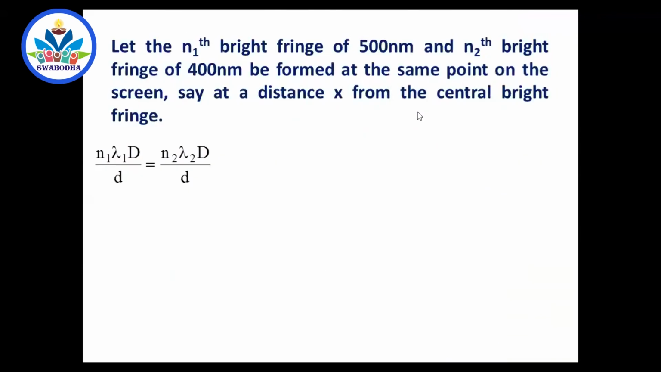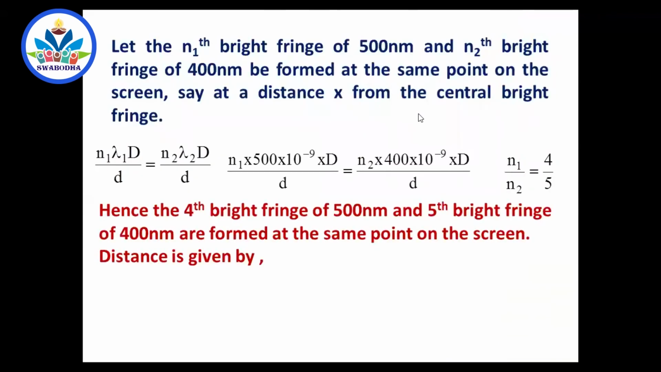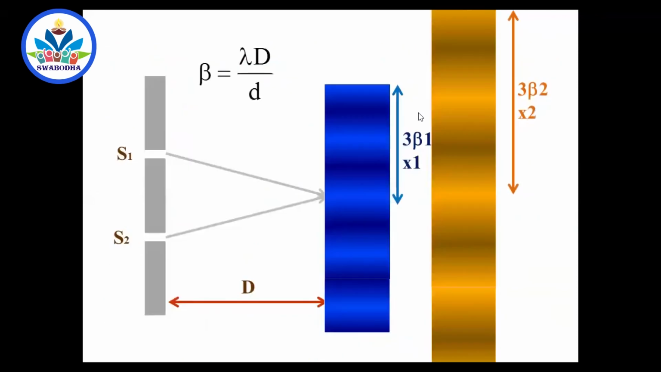Okay. Yes, this is over. That's over. Okay. So this is 3 beta 1 for blue. This is 3 beta 2 for red. What is the distance between the third bright fringe of this and this? 3 beta, x2 minus x1. Suppose this distance is 7 millimeter, this is 3 millimeter. 4 millimeter is the distance from here to here. That is what you have to do.